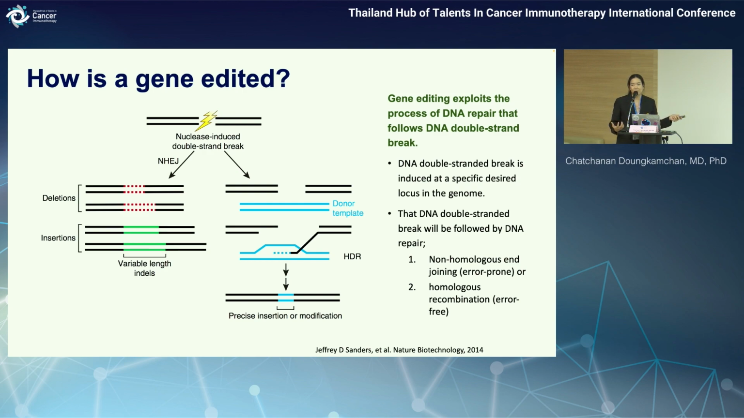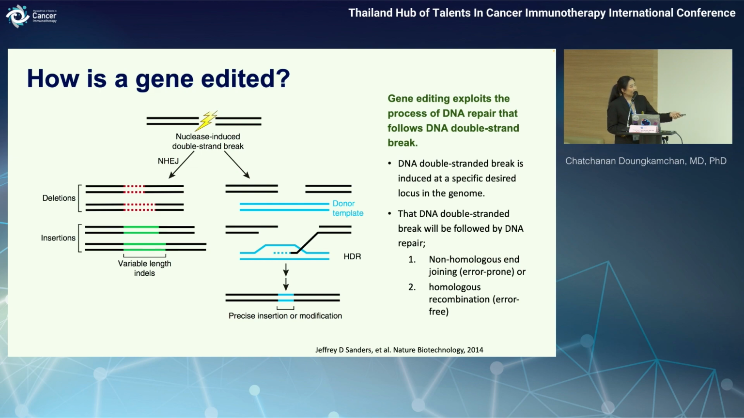It's quick and simple, and it happens most of the time in the cells, and it can happen at any time of the cell cycle. So it usually ends up with some kind of mutations, which could be insertions or deletions. But if the cells decide to go the other way, to the other pathway of homology-directed repair, this is the error-free repair.